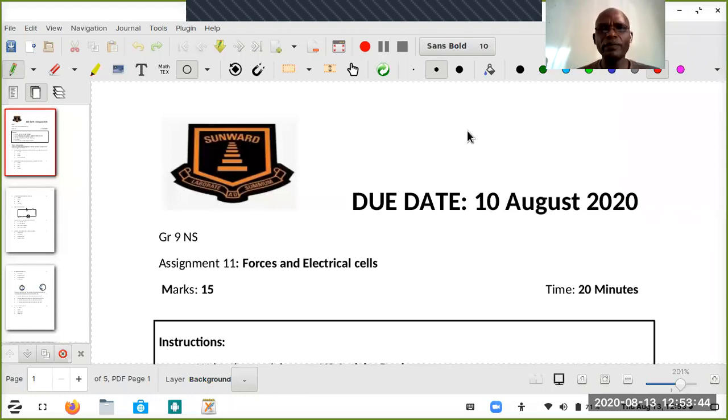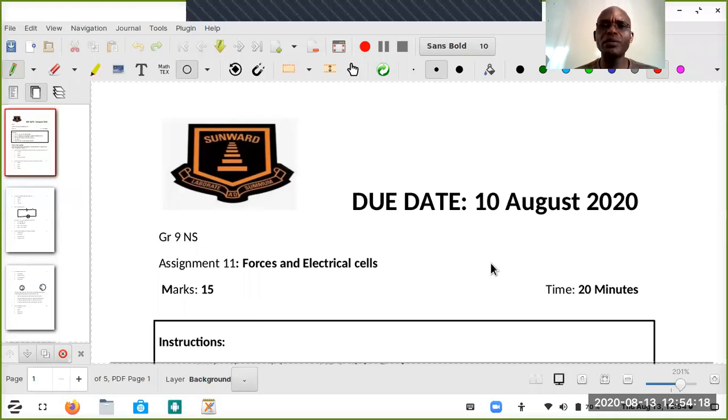All right, I'm going to deal with assignment number 11. We're going to look at the memo, that's the memorandum of the solutions or answers for assignment number 11. Now, the topic for this assignment is forces and electrical cells, which means everything that we are going to deal with is all about electrical cells and forces. The total marks is 15, and the time is 20 minutes.